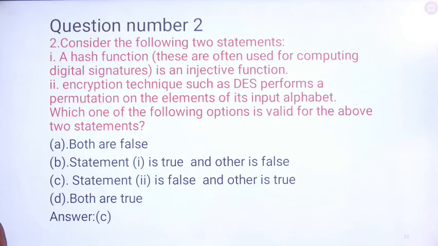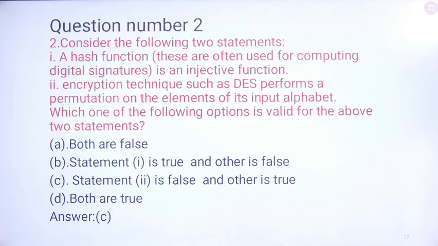And then question number 2. Consider the following 2 statements. The first statement is: a hash function is an injective function, that is, these are often used for computing digital signatures. The second is: encryption techniques such as DES perform a permutation on the elements of its input alphabet. Which one of the following options is valid for the above 2 statements?